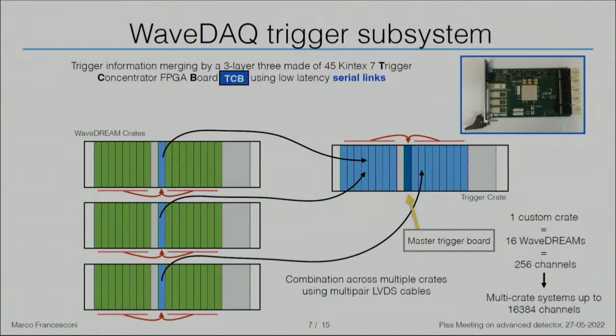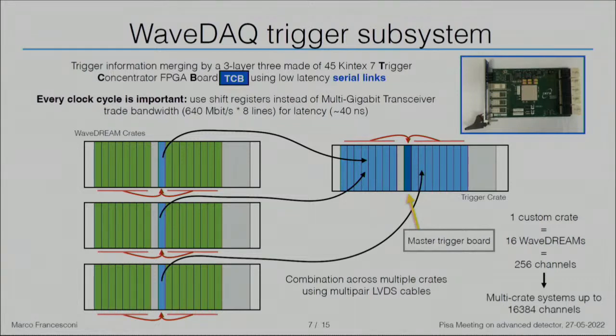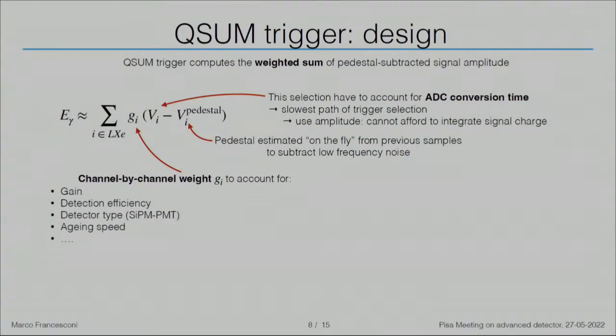All of this happens using dedicated low latency serial links because, as I said, every cycle is important for us. So we decided to use shift registers, which have a smaller transmission bandwidth with respect to the gigabit transceivers that are available in modern FPGAs, but have a much reduced latency. So we kind of got back to this. Let me go quickly through all of the design.